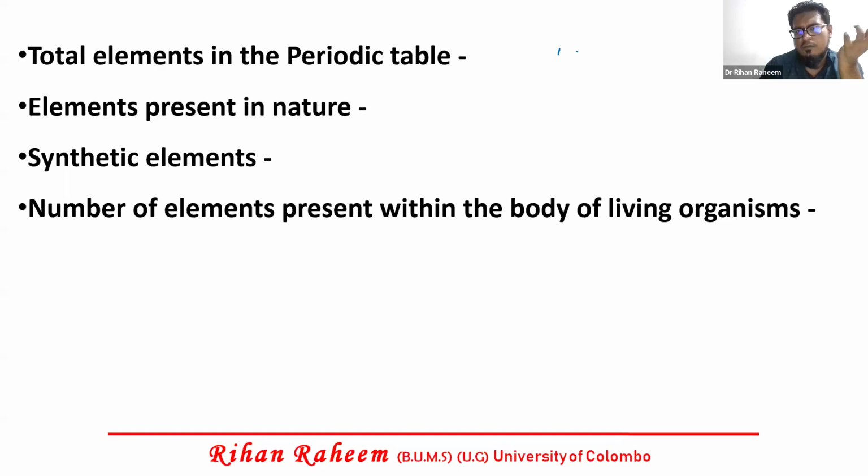Later they have found out some more. 118 to 119 elements are there. It's not a fixed number. Every year it will change, because scientists will be finding new elements. They can create elements. Out of that, in nature, there are about 92 natural elements. All the others are artificially created elements. Out of that 92 natural elements, others are synthetic.